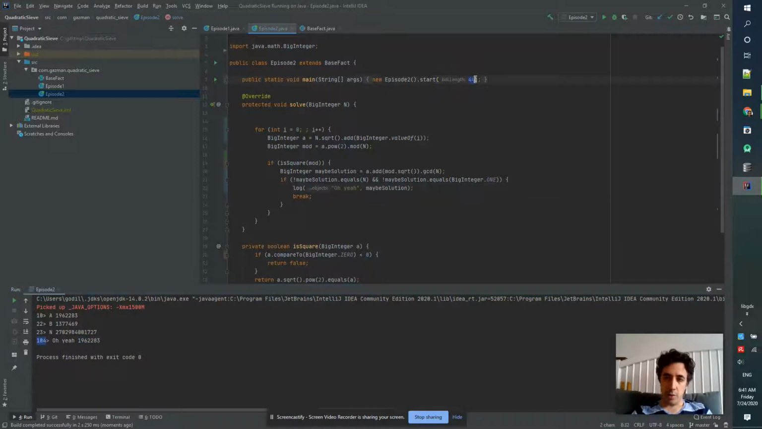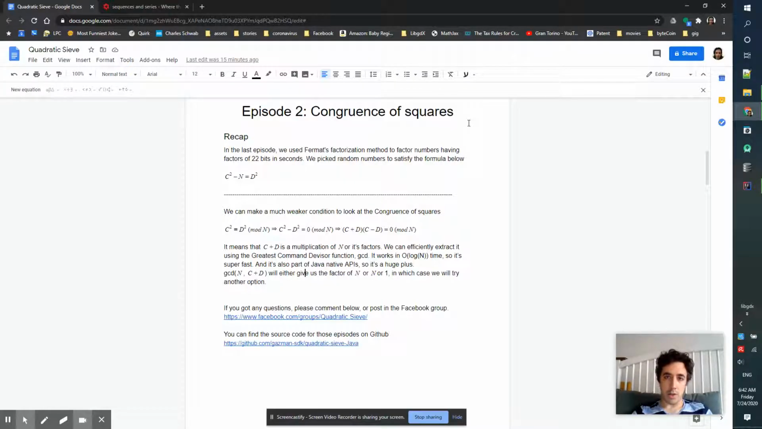So we can improve the difficulty. Let's say 50, or even 60. Oh yeah, 60 bits takes 3 seconds. So that's an impressive improvement. Awesome. So this summarizes congruence of squares.